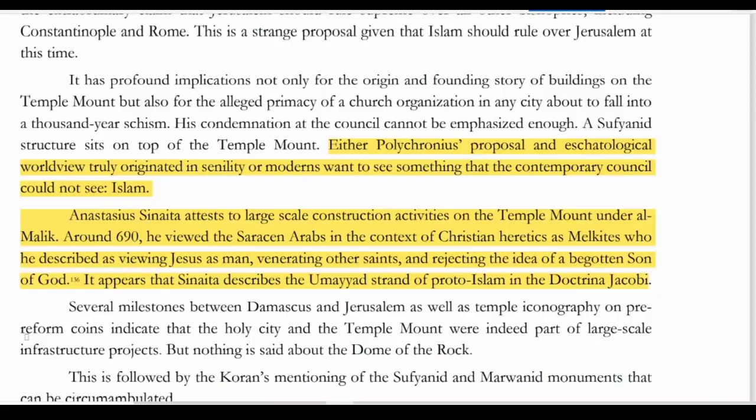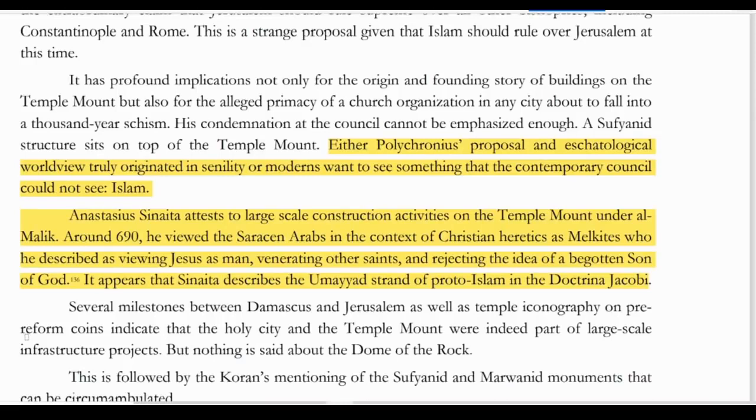Either Polychronius' proposal, an eschatological worldview, truly originated in senility, or moderns want to see something that the contemporary council could not see: Islam.